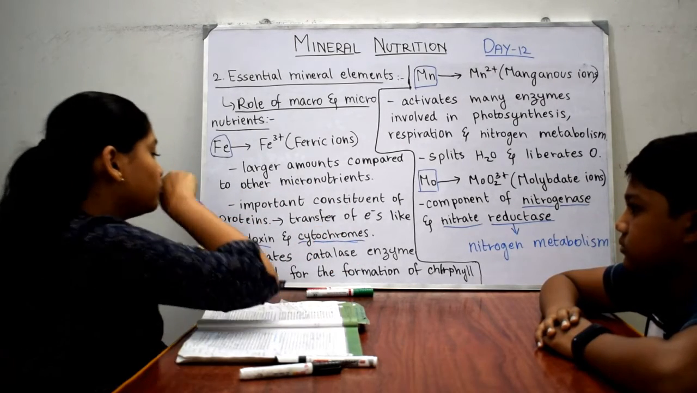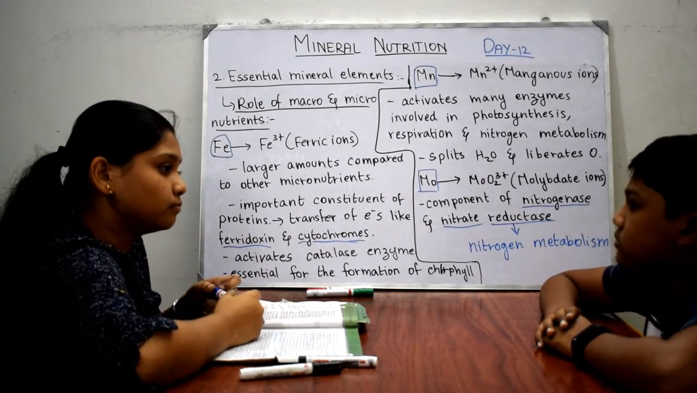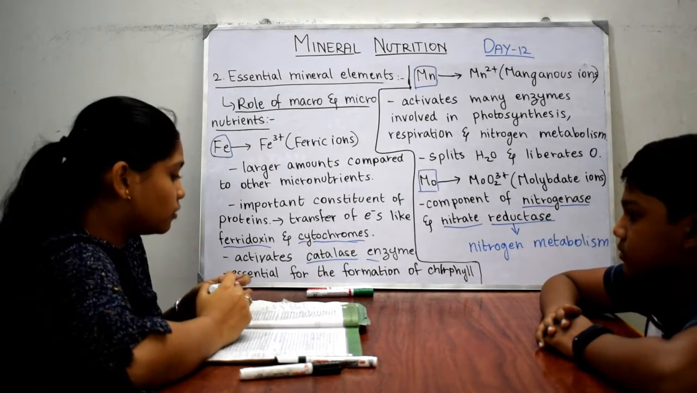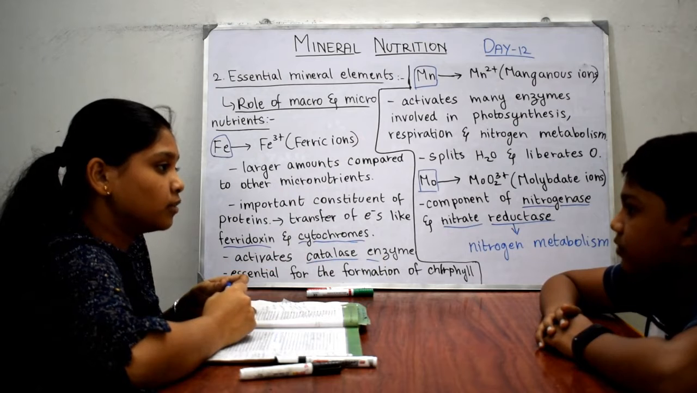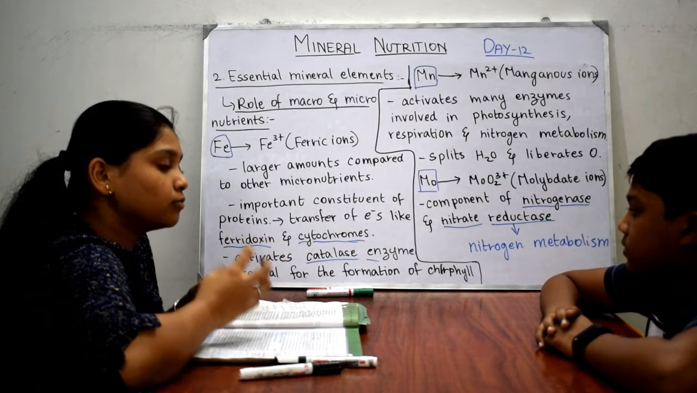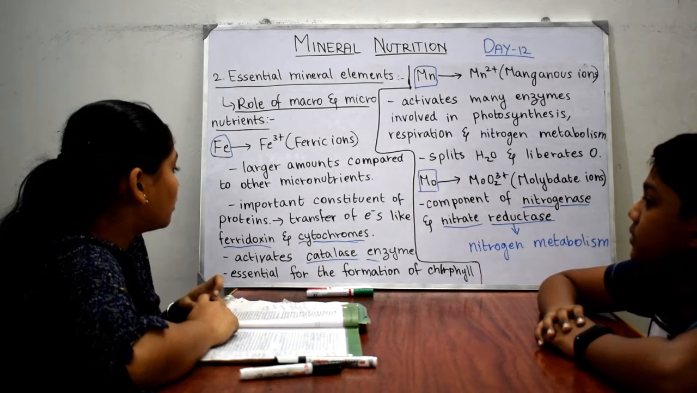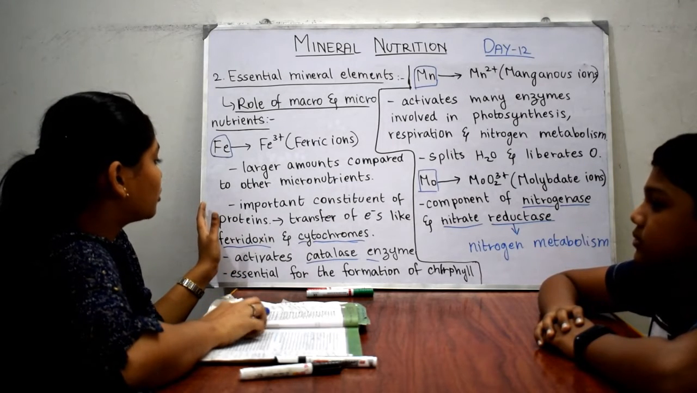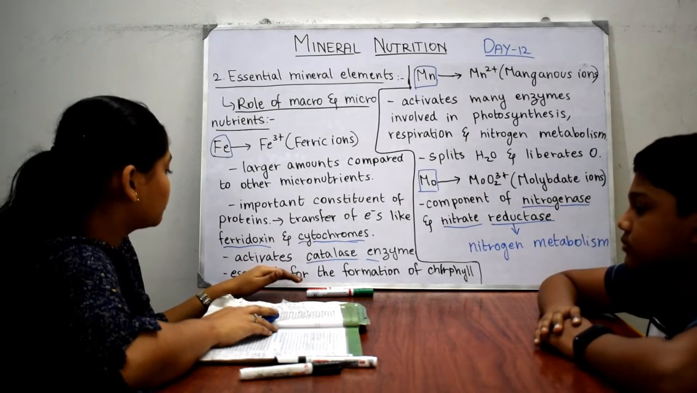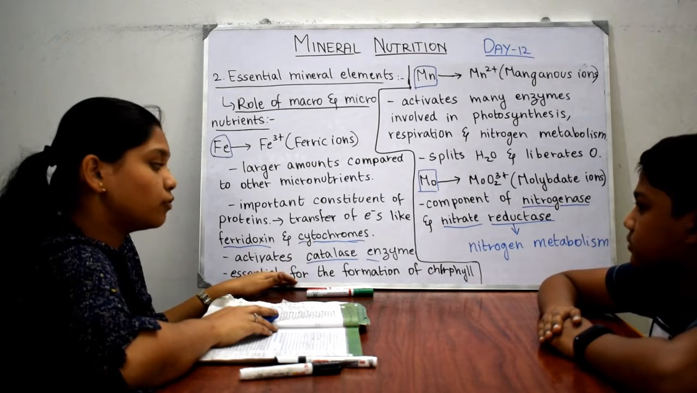Iron activates the catalase enzyme, and it is essential for the formation of chlorophyll. It performs a very great role in chlorophyll formation. So altogether, the important functions of iron are transfer of electrons, like ferredoxin and cytochromes, activating the catalase enzyme, and being essential for the formation of chlorophyll.